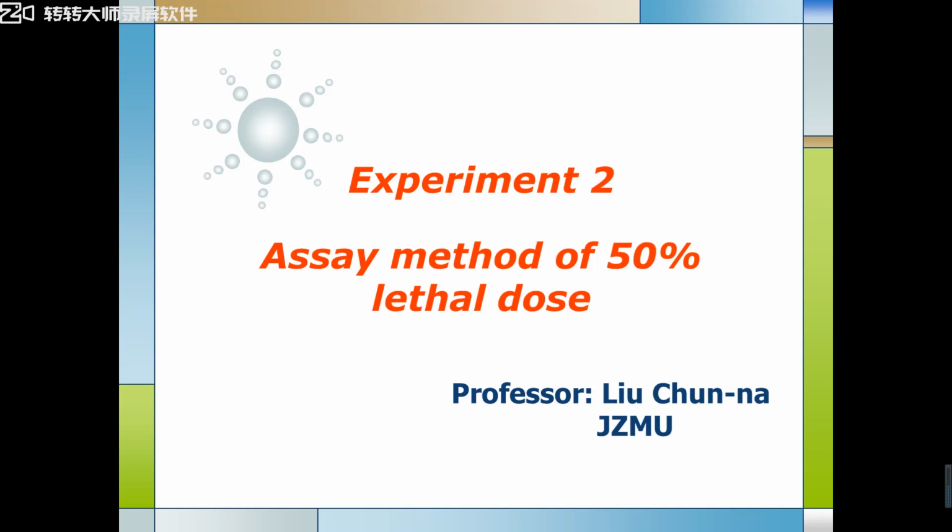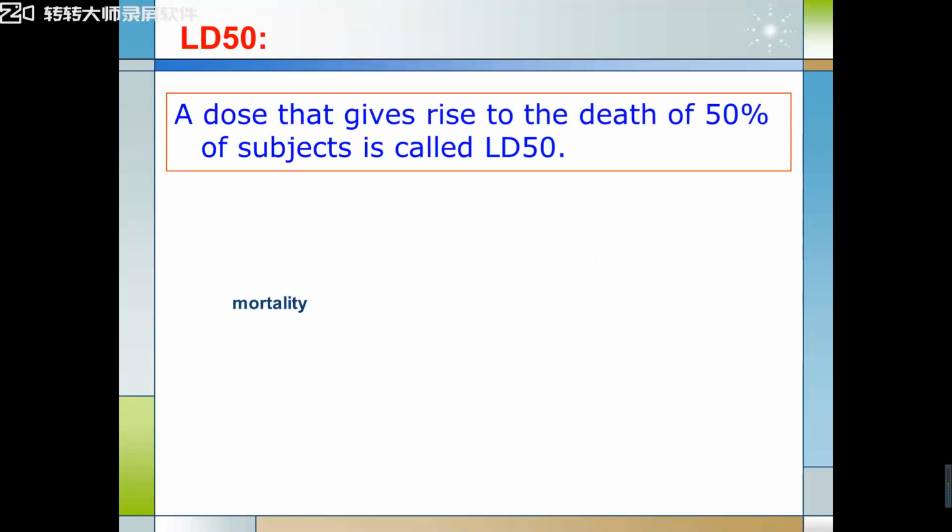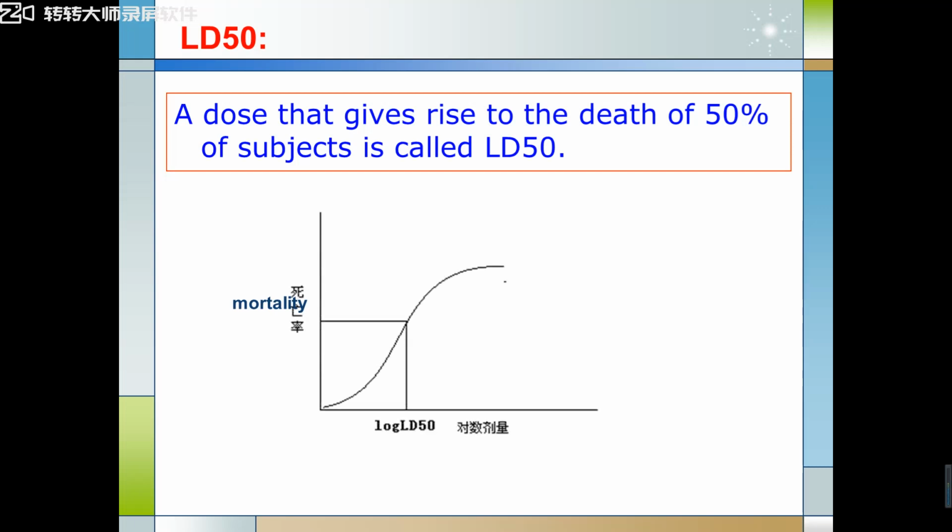This class is the second lab in pharmacological experiment, and we will study how to observe the assay method of LD50, the 50% lethal dose. At first, what's the meaning of 50% lethal dose? LD50's definition is a dose that gives rise to the death of 50% of subjects. From this curve, we can know at LD50 the mortality is 50%.